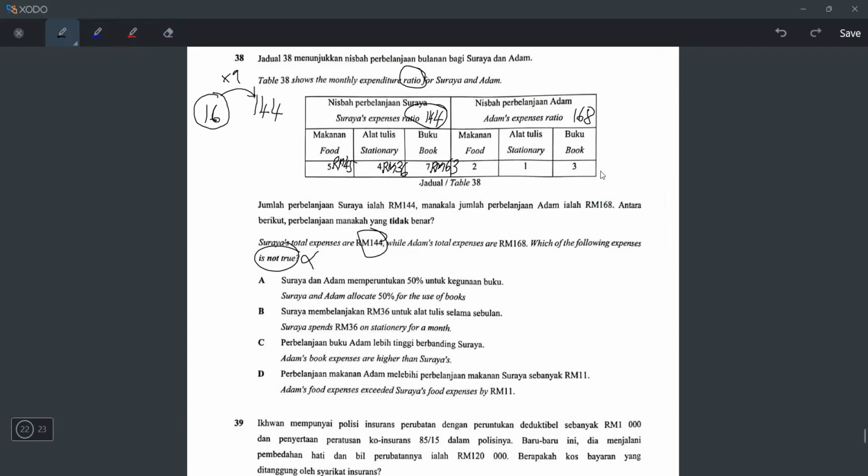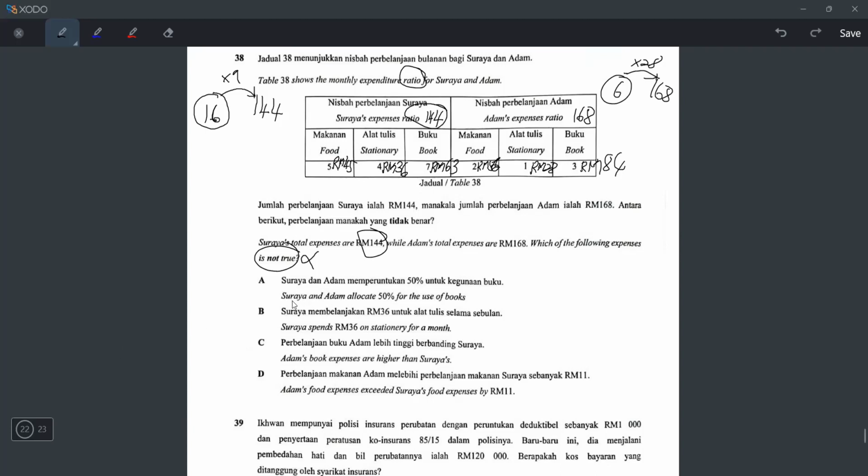We have ratios 2, 1, 3. Add together: 2 plus 1 is 3, 3 plus 3 is 6. So the total ratio is 6, but the total expenses are 168. To convert ratio to actual price, 168 divided by 6 is 28, so I multiply by 28. Ratio 2 represents RM56 because 28 times 2. Ratio 1 represents RM28. And 3 times 28 is 84. Believe me, if you add 84, 28, and 56, you will get 168.